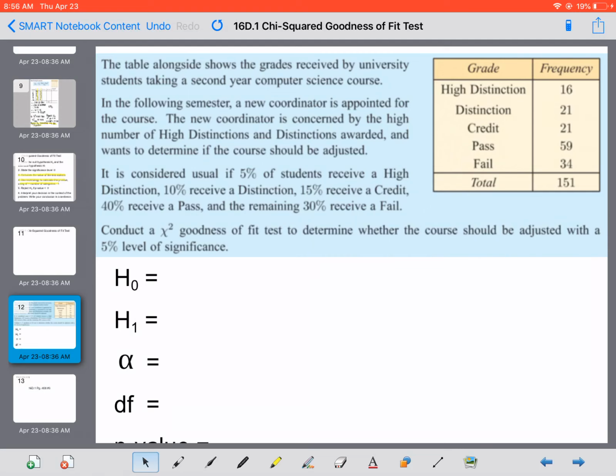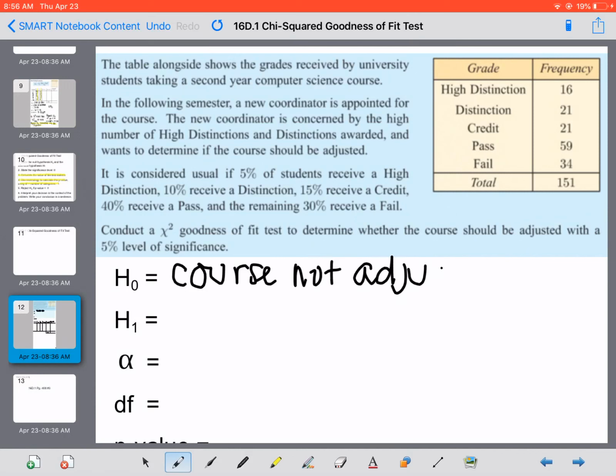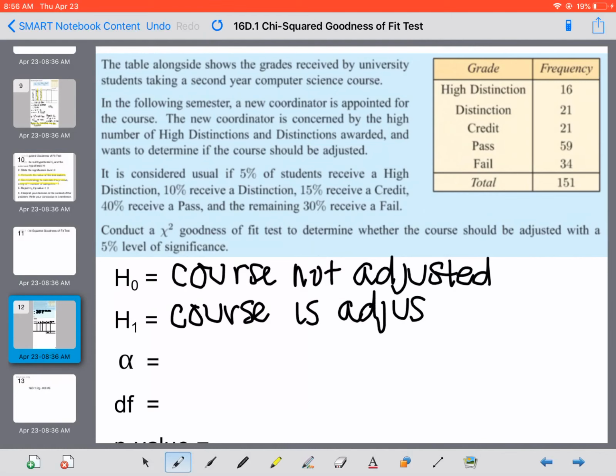Okay, so our H sub 0, our null hypothesis, should be that the course should not be adjusted, so keeping it the same. And then the opposite of that, our alternative, would be that the course is adjusted.